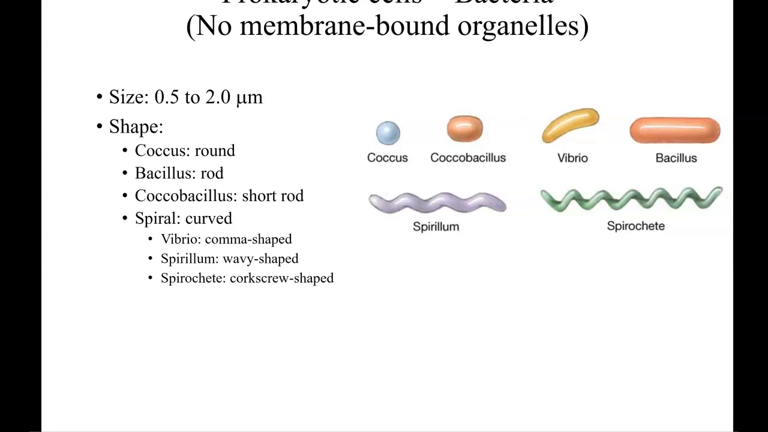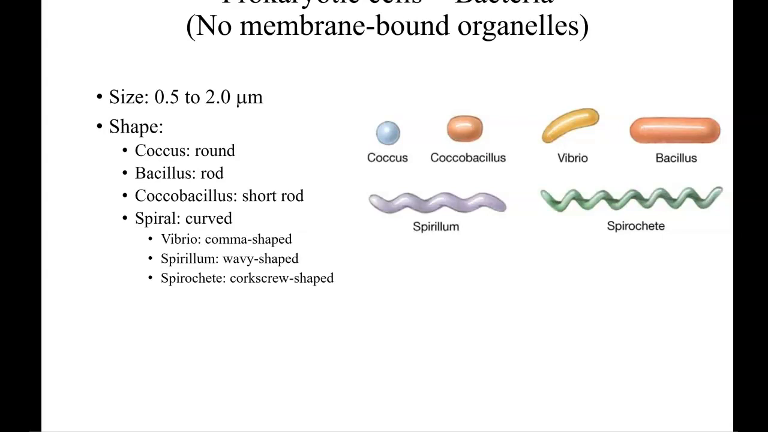And I'll talk a little bit about some examples of bacteria that would fall under these shapes. One is Vibrio. And Vibrio is a comma shape, or almost like an apostrophe shape. Spirillum has a little wave to it. Sometimes in our prepared slides, we're able to actually see that shape. And Spirochaete is a little more like a corkscrew shape.